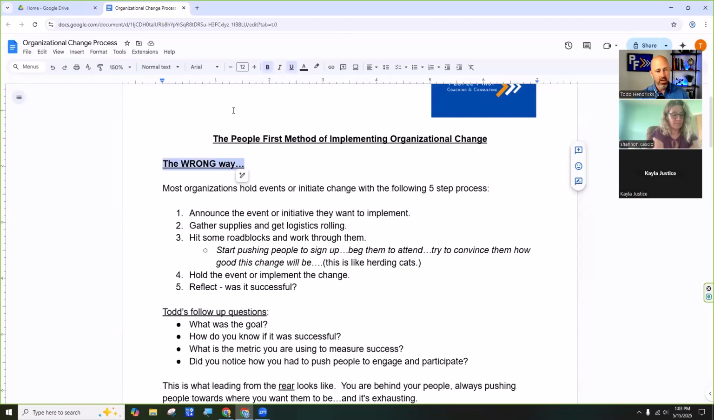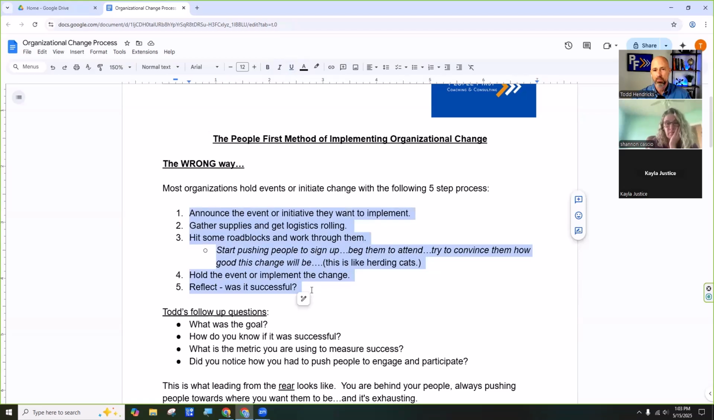I bet if you've ever tried to implement change in your organization or business, it's probably looked something like this. Most organizations will hold an event or initiate a change that they want to implement in their company, and they usually follow the 5 following steps. So 1, they will announce the event or initiate the change, and they just put it out there into the universe. Then they will start gathering supplies and getting logistics rolling. Okay, we got to have Katie bring the blueberry muffins, and we got to have Tom set up all the garbage cans. And then you're going to hit some roadblocks, and you're going to start working through them.